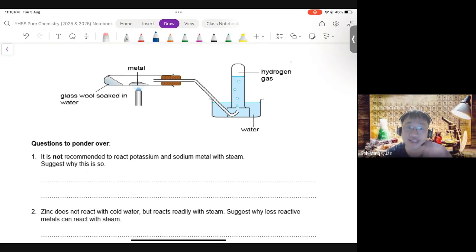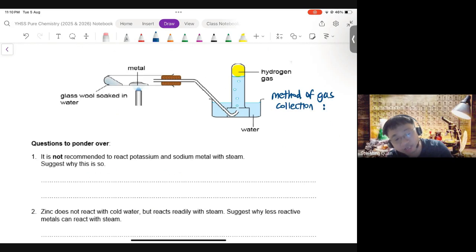Now, this is actually the setup for the reaction of metal with steam. As you can see, the hydrogen gas is collected over here. Now, this method of gas collection, you might recall from chapter 1, we learned gas collection methods. Now, because it involves water, a trough of water, this method of gas collection is called the displacement of water method.